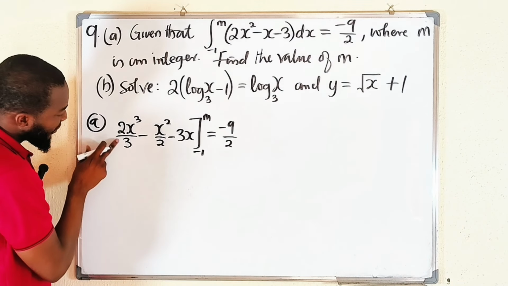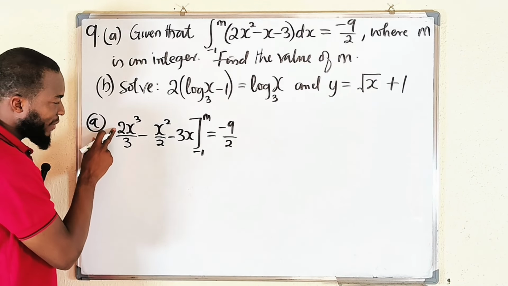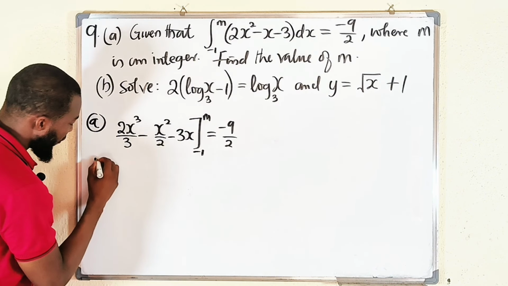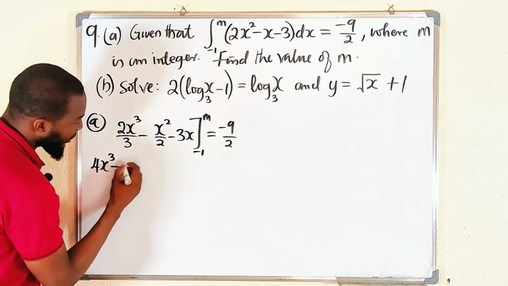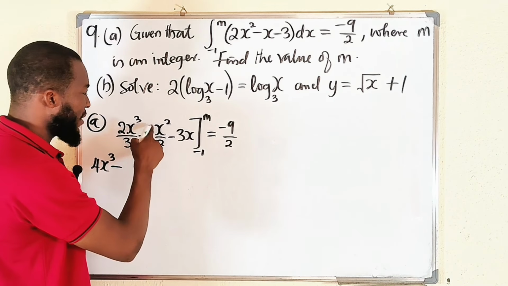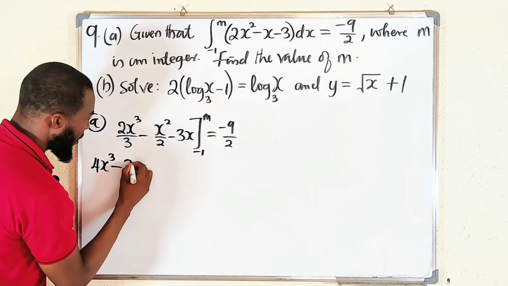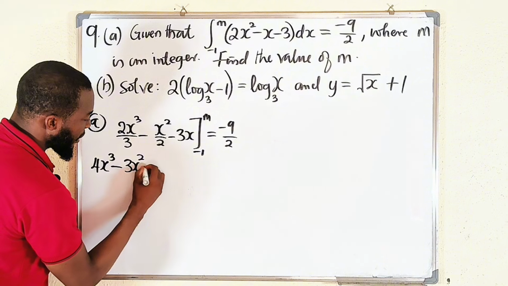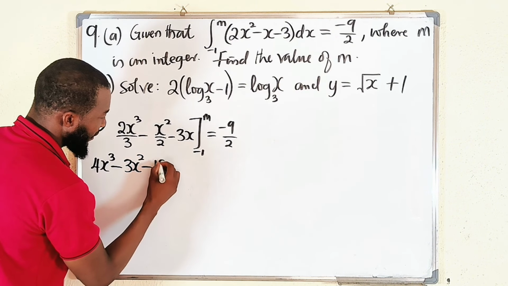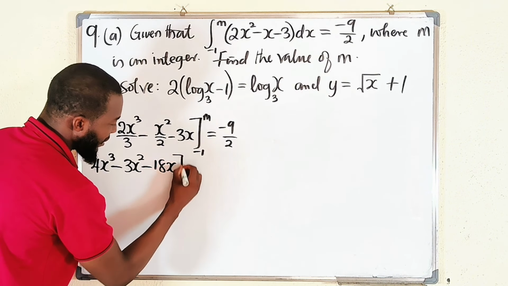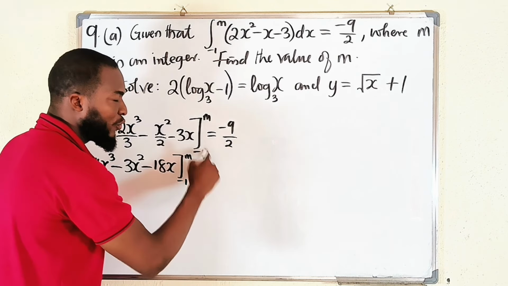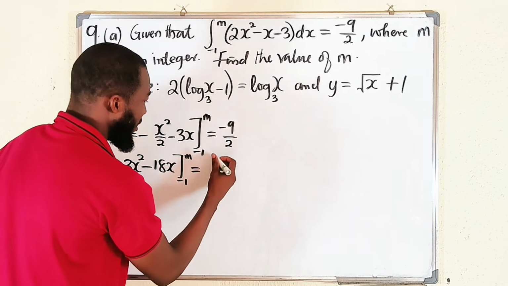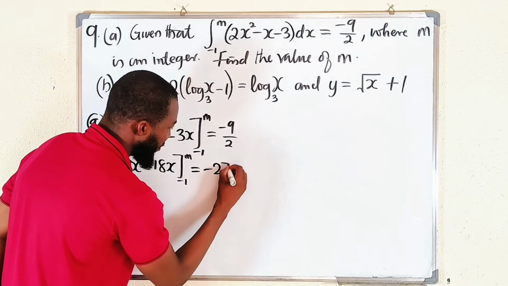If you times by 6, 3 will divide 6 2 times. 2 times 2 will give us 4. So we have 4x to the third power. Then minus 2 can divide 6 3 times, and 3 times 1 is 3. x to the second power. Then 6 times 3 is 18x. The limit is still there, -1 to m, equal to 2 divided 6, 3 times -9 is -27.